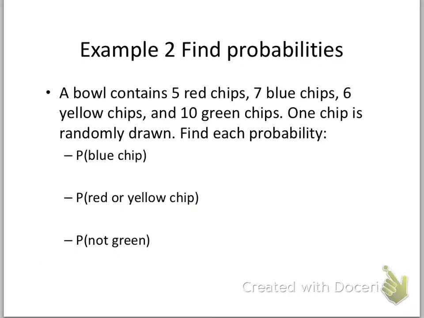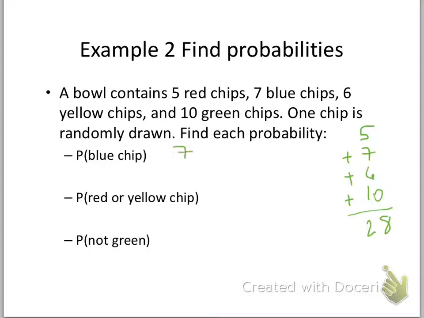Let's do some more. We've got a bowl contains 5 red chips, 7 blue chips, 6 yellow chips, and 10 green chips. 1 chip is randomly drawn. Find each probability. Why don't you pause the video and give this a try on your own. Alright, so we need to first add up all of that information to find out how many total possible outcomes I have, and that gives me 16, 21, 28 is my total possible.